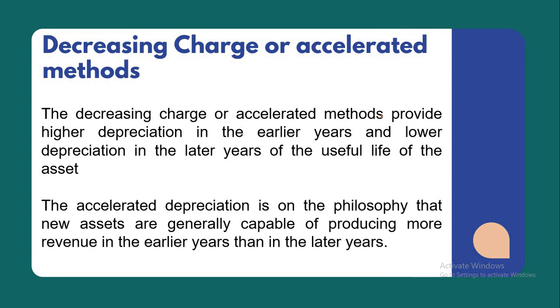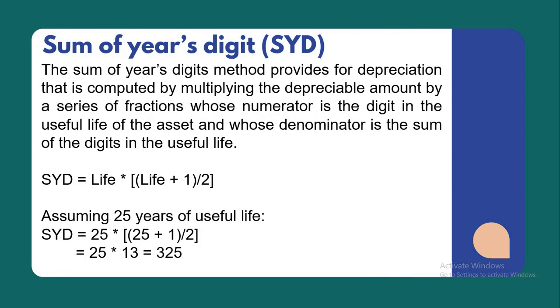So, mao na iyahang gina-follow nga philosophy nga samtang bag-o pa or samtang bata pa ang asset, mas gabi ang function niya, mas dako siya og utilization compared kung matigulang na siya or madugay na ang isa ka asset, kay mas lesser na ang iyahang production. Okay? So that's the philosophy of this group of methods. Now, what are those methods under this group? We have the SYD or the sum of years digit, declining balance method, and the double declining balance method.